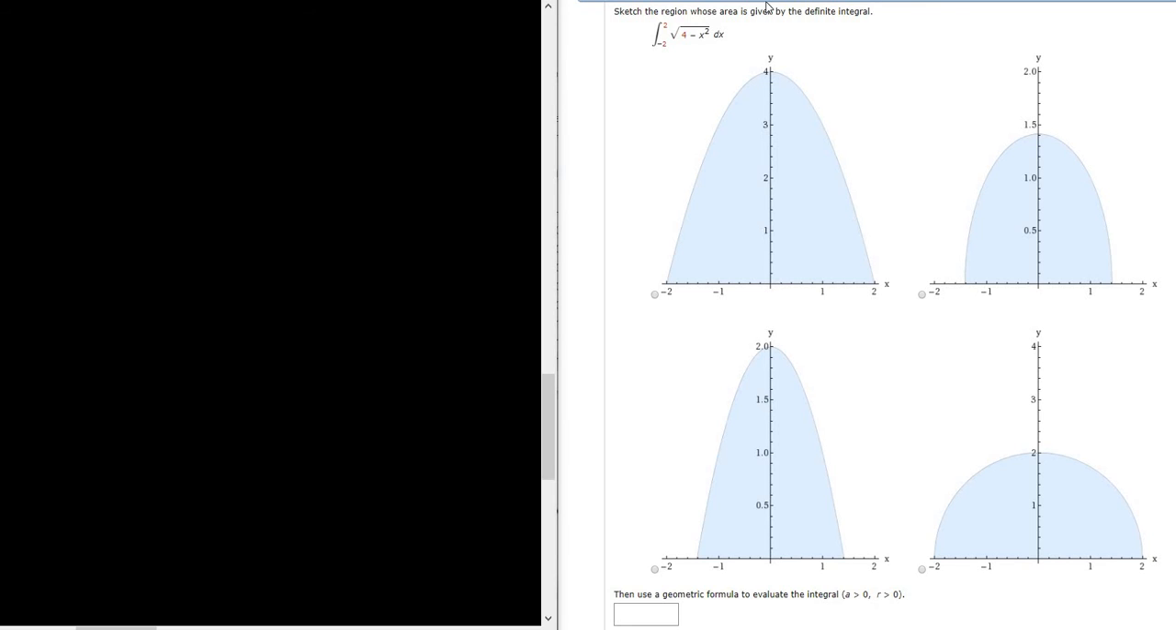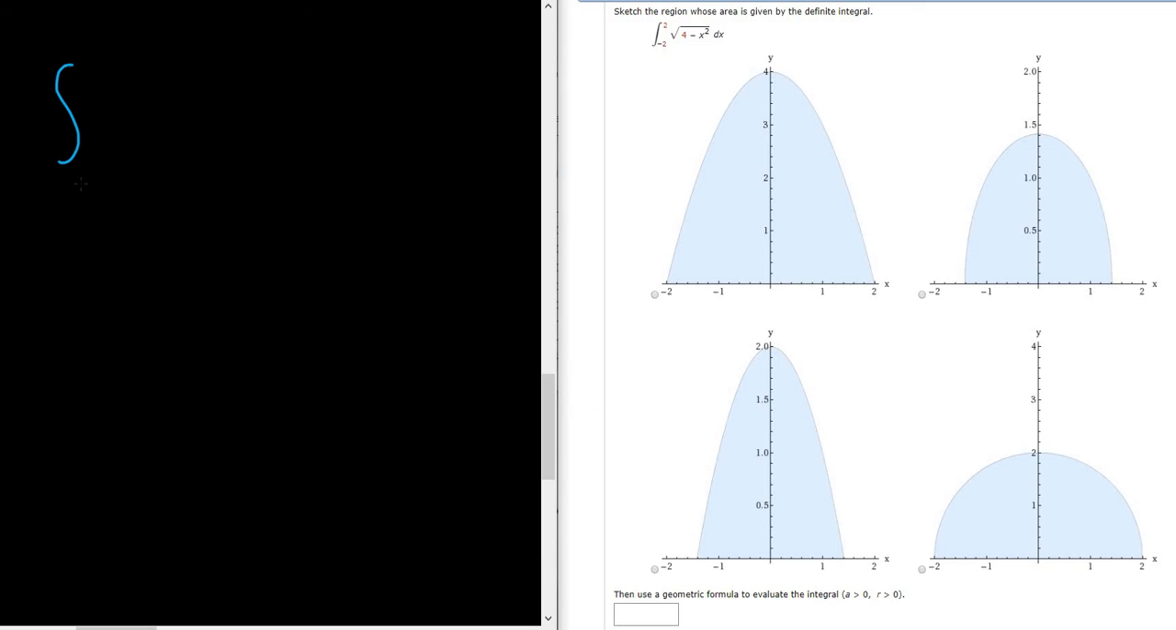Sketch the region whose area is given by the definite integral. And then the second part of the question says, then use a geometric formula to evaluate the integral. It says a is greater than 0 and r is greater than 0. Okay, let's go ahead and work through it very carefully.